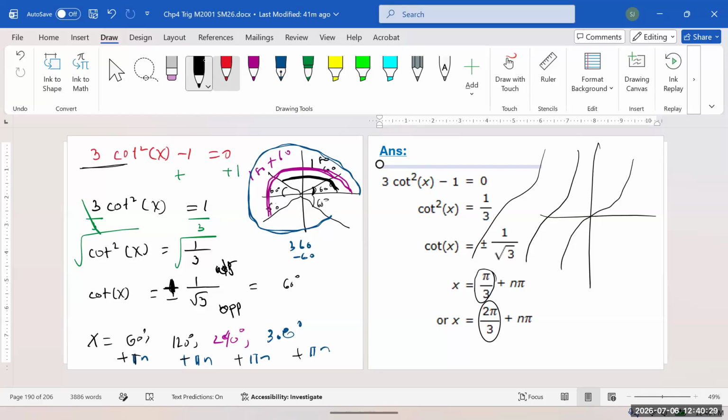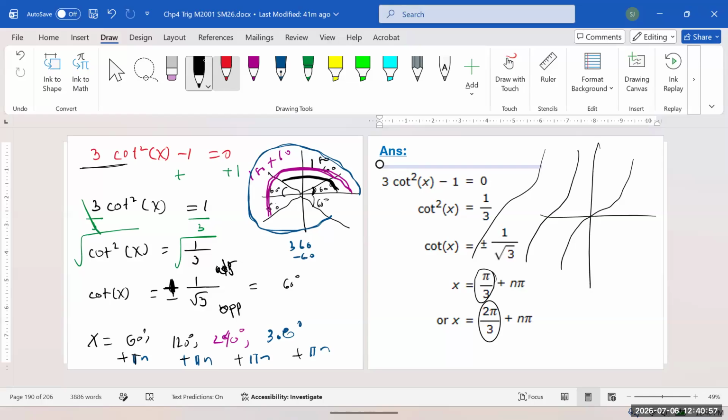If we add 180 here, this angle becomes this angle, right? So we don't need the angle on the third quadrant, we only need the angle on the first quadrant, which is 60 degrees, which is pi over 3. And then we also need the angle on the second quadrant, which is 120, 2 pi over 3. But we don't need the angle here because the 180 gives us this angle.